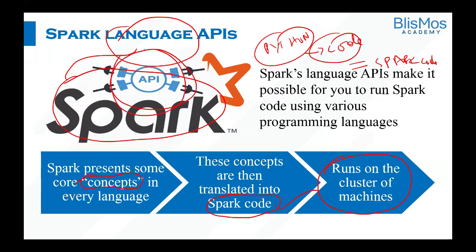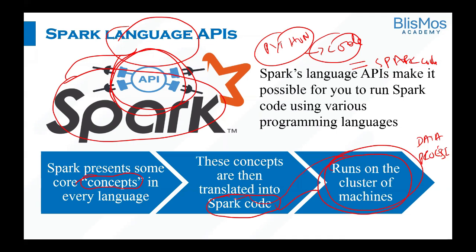Because it has an API for these languages. In order to support the languages, Spark maintains something called core concepts for each of the languages. Whenever you write code in some other language, that is translated into the Spark code. Spark code is the one which will go to all the machines in a cluster and perform the data processing. Okay. If you are able to absorb this, fine, otherwise it's okay. I don't think anybody will ask you about this in an interview.